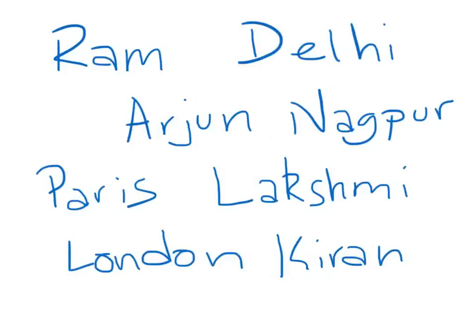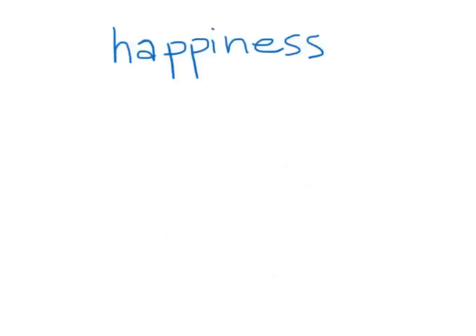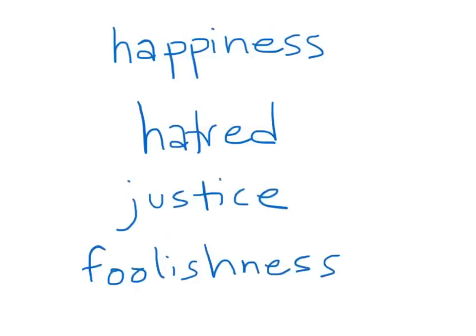What about the ideas in your head? Things that you can't sense through your eyes or ears, but can think of, like happiness, hatred, justice, foolishness. We call these things abstract objects, and they are nouns too. It might seem that the definition of noun is a little hazy, but it will become clearer as we look at the functions of other types of words.